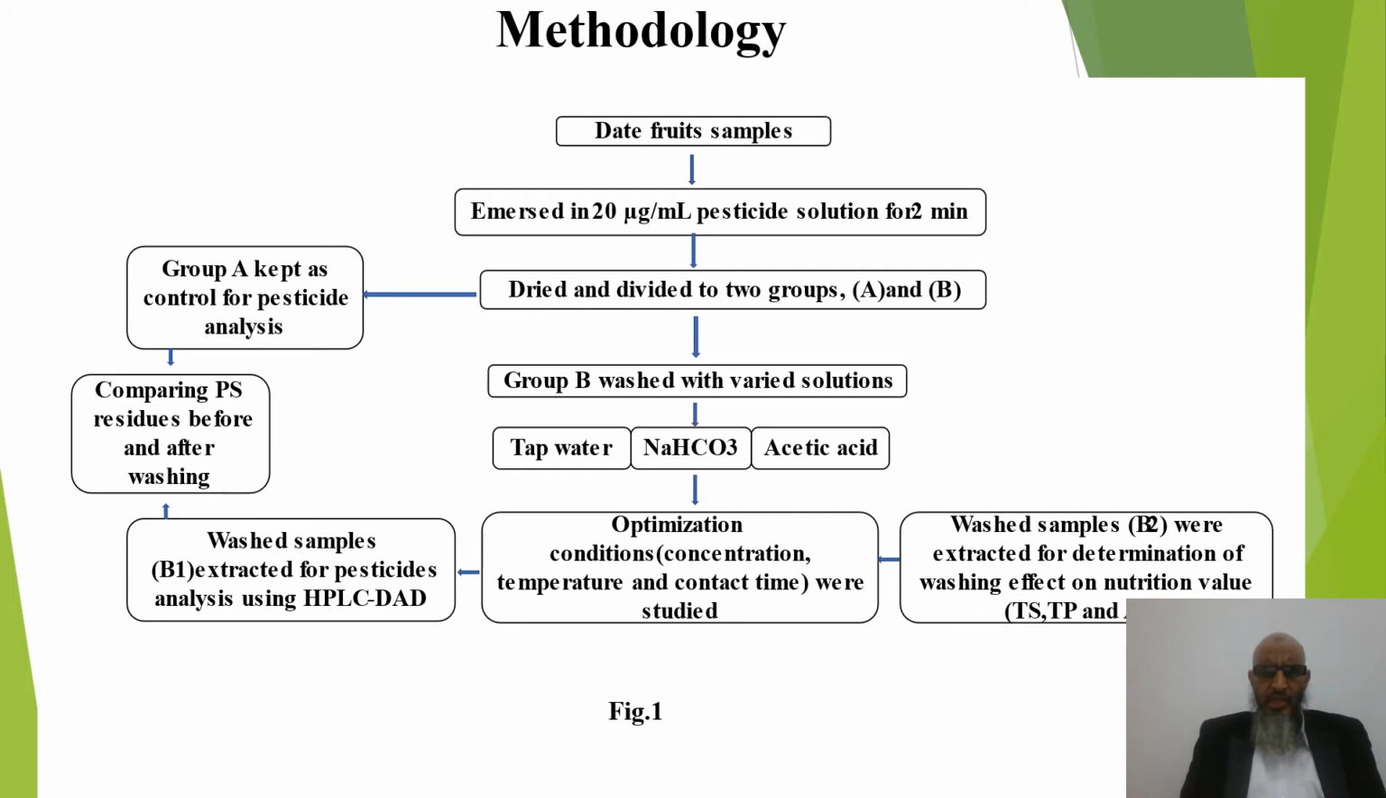The methodology: date fruit samples were washed with water to remove the dust, and then immersed in pesticide solution at 20 microgram per ml for 2 minutes, dried, and then divided into groups A and B. Group A was given as a control, and group B was washed with the washing solutions and dried, and divided into two groups, B1 and B2. B1 was extracted for pesticide, and B2 was extracted to determine the washing effect and nutrition value.